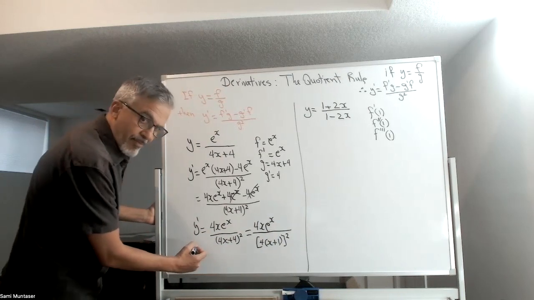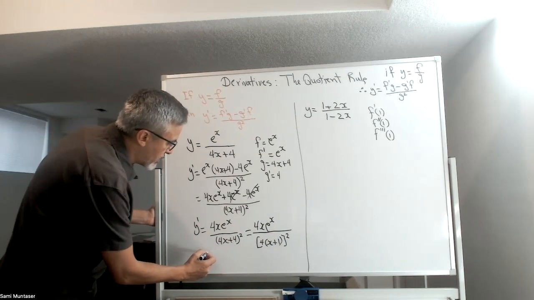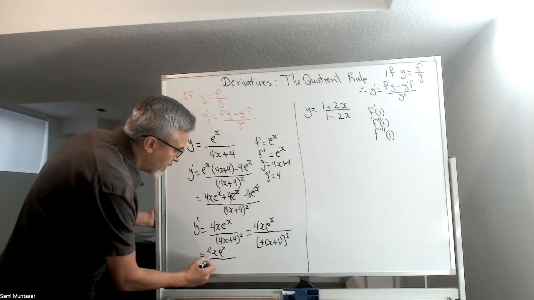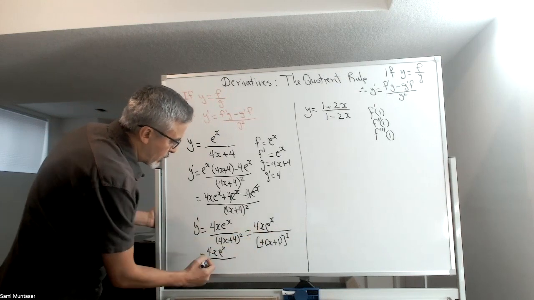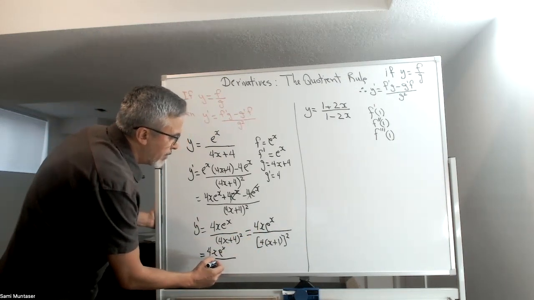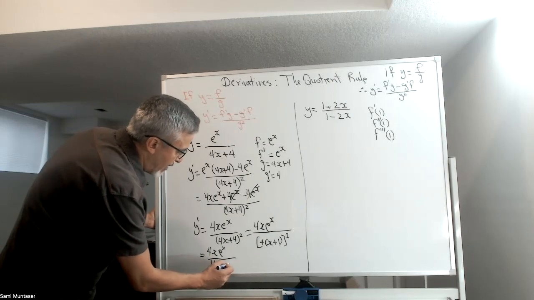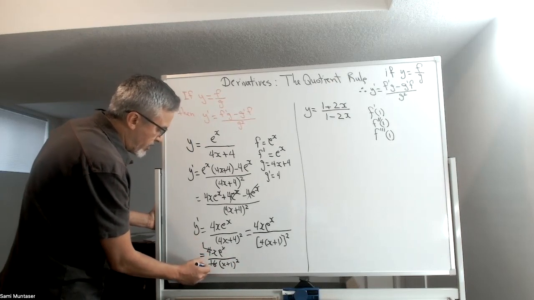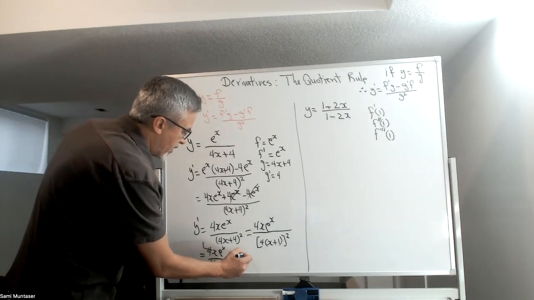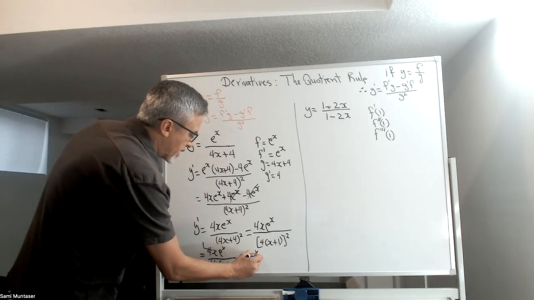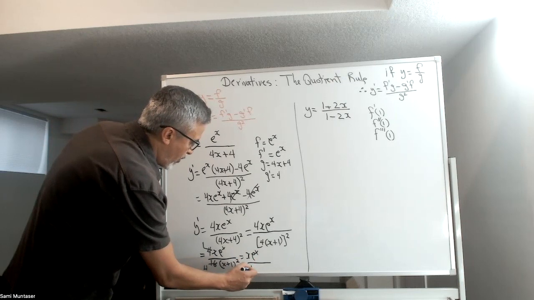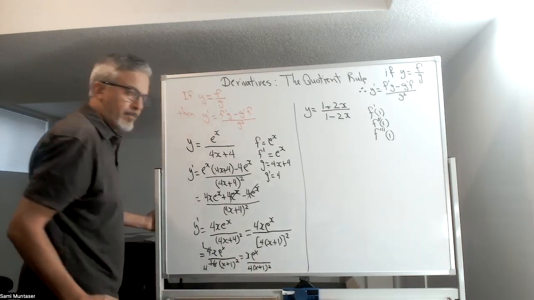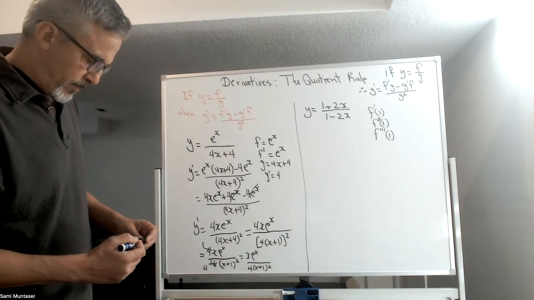So what we're going to have equals 4x e to the x, and this 4 that's factored out, when you square it, you get 16. So I'm just going to bring it out and make it 16, and I'm still going to have the x plus 1 squared. Now this 4 reduces to 1, and this 16 reduces to 4. So my final answer is x e to the x all over 4 times x plus 1 squared. Okay, so that's that one.